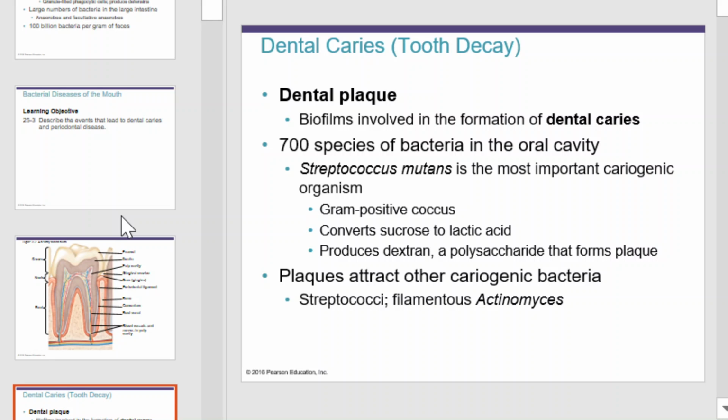There are 700 species of bacteria in the oral cavity. Streptococcus mutans is the most important cariogenic organism and responsible for the majority of dental caries experienced in humans. It is a gram-positive coccus which converts sucrose to lactic acid. Lactic acid can literally erode away the enamel of your teeth. It can also produce dextran, a polysaccharide that forms plaques. Plaques attract other cariogenic bacteria, streptococci, and filamentous actinomyces.